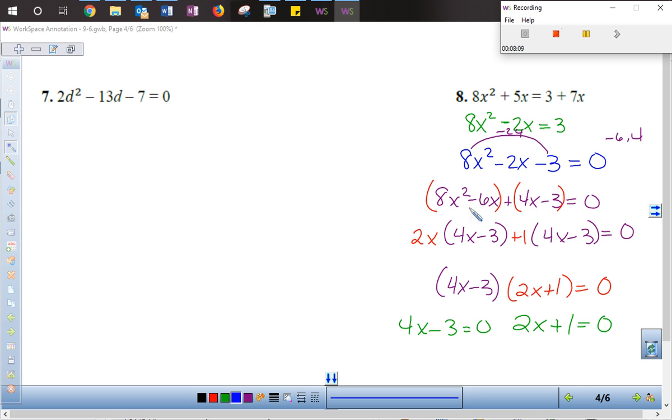Then I can take out the greatest common factor in each of these binomials. So 2x comes out of my first binomial, and 1 comes out of my second binomial. So I'm left with the quantity of 4x minus 3 times the quantity of 2x plus 1 equals 0. Then we take each binomial and set it equal to 0 and solve, and you should get your two results to be 3 over 4 and negative 1/2.